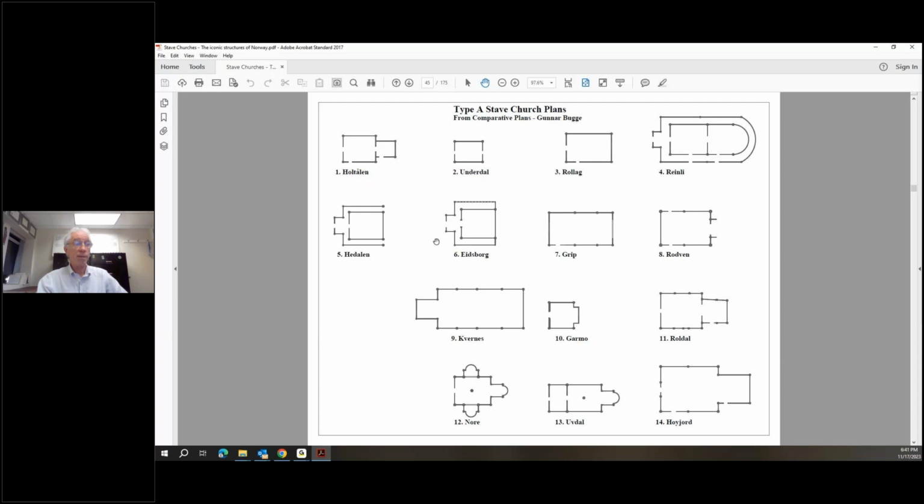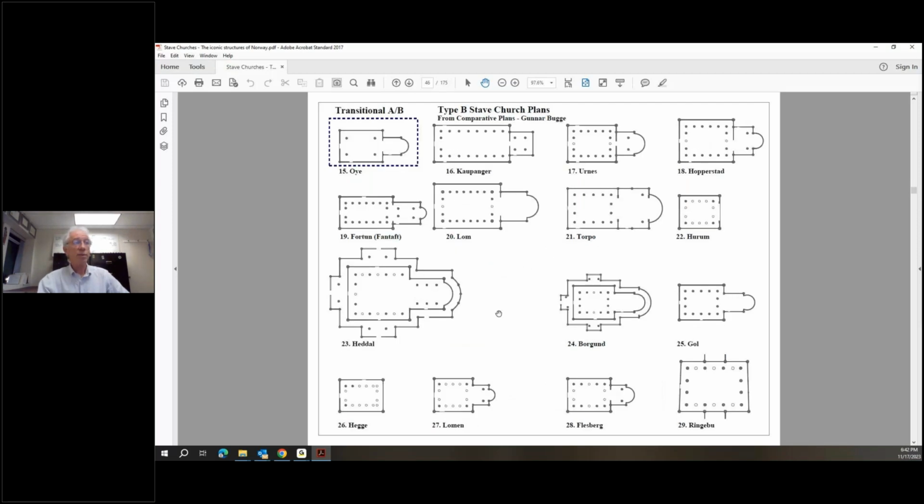All right. You'll see some have the gallery around the outside. Most do not. We've got really three with the surrounding gallery at Rhinley, and then Hedelen and Edsborg have a partial gallery around them. But they're all very simple structures. All right, and then we have the complex ones. And I put the transitional A/B up in the upper left-hand corner here, kind of highlighted.